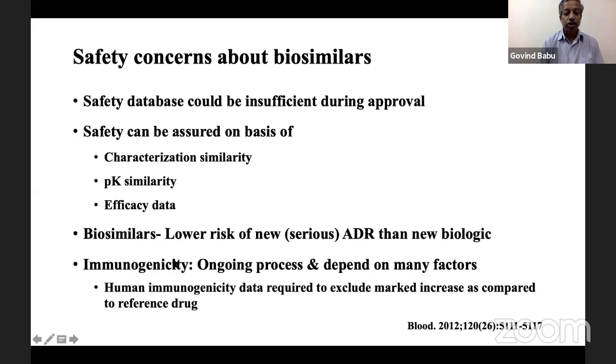And the immunogenicity, of course, is an important issue, and this needs to be an ongoing process, because this depends on various other factors which have crept in during the biosimilar that is being manufactured. It can be based on the cell lines that have been used or some of the other ingredients that are used, but it should be in such a way that the clinical outcome is not changed in any way.